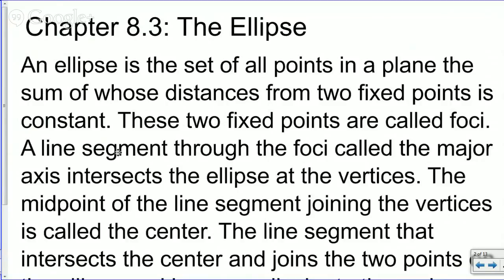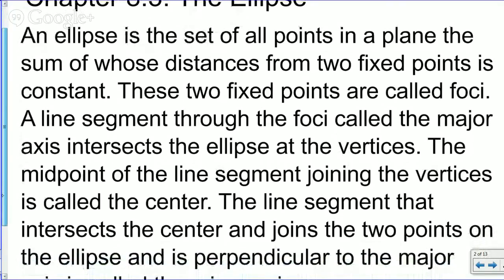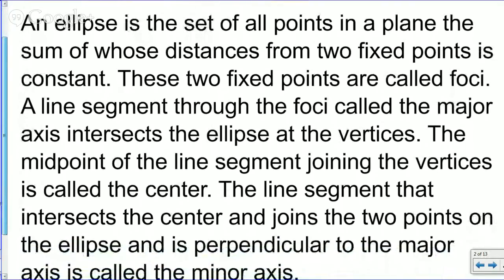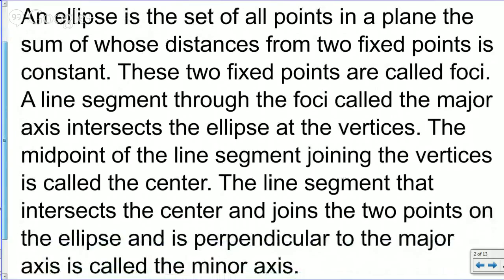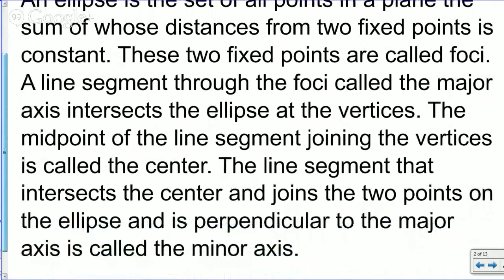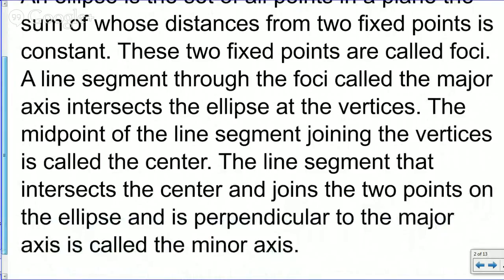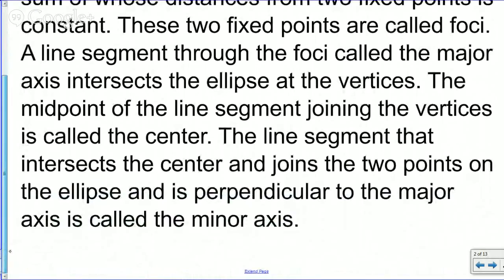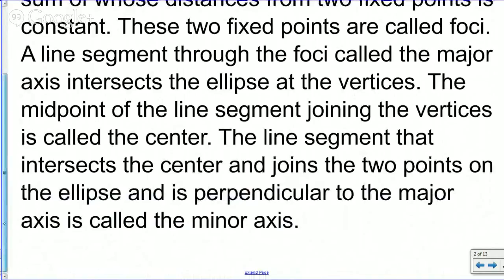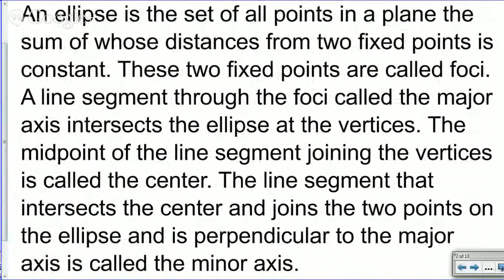These two fixed points are called foci, and a line segment through the foci called the major axis intersects the ellipse at the vertices. The midpoint of the line segment joining the vertices is called the center. The line segment that intersects the center and joins the 2 points on the ellipse and is perpendicular to the major axis is called the minor axis. Okay, really confusing. So let's break this down into a picture.